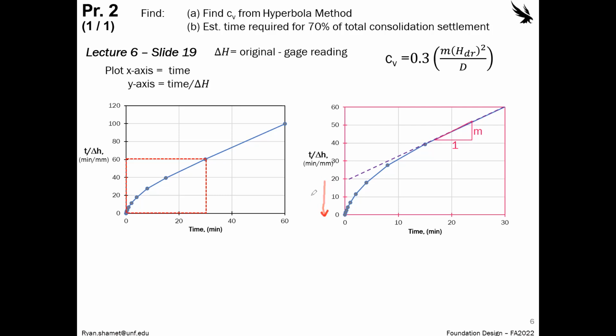Now this can change a little bit depending on if you actually eyeball it or actually put a slope and then find the y-intercept. But what you should see is that your D value should be somewhere around 20 minutes over millimeters. And if you transfer this to different units, then the D value is going to be different, obviously.